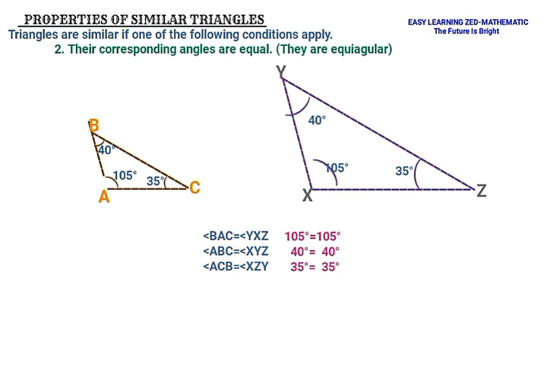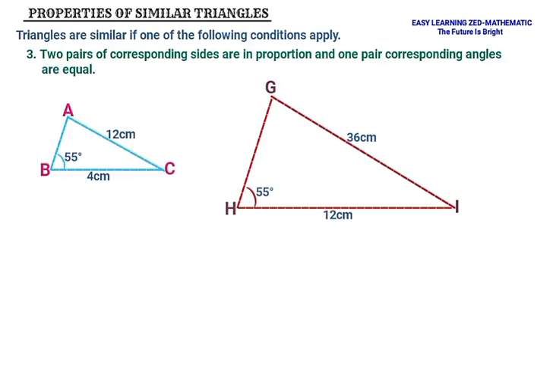Let's go to the third point. The third condition is two pairs of corresponding sides are in proportion and one pair of corresponding angles are equal. So here we are saying a pair of corresponding angles are equal. If two triangles have two given sides in proportion, and the angle given in both is equal to each other, then those two triangles are similar.